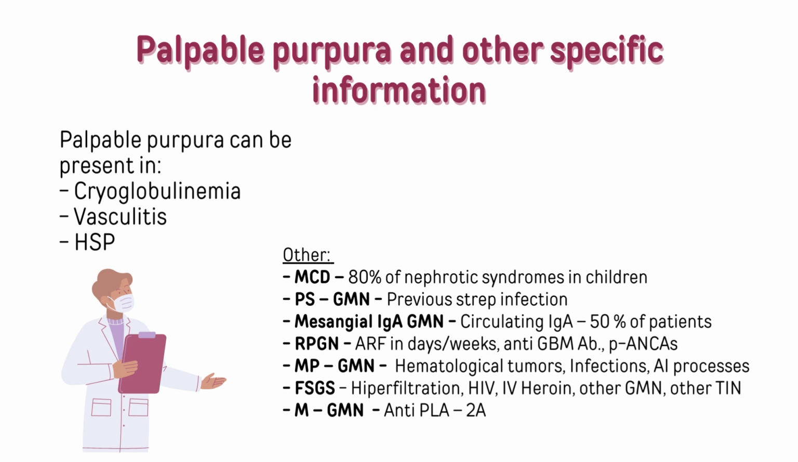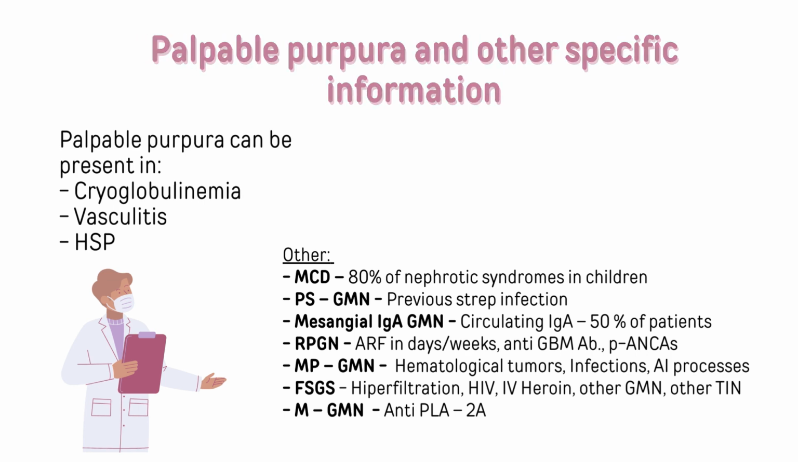As for membranoproliferative glomerulonephritis, it is related to hematological tumors, infections, and autoimmune processes. As for focal segmental glomerulosclerosis, it can be caused by hyperfiltration, HIV, IV heroin use, or other glomerulonephritis, or other tubulointerstitial nephritis. As for membranous glomerulonephritis, they display anti-PLA2A in serum.